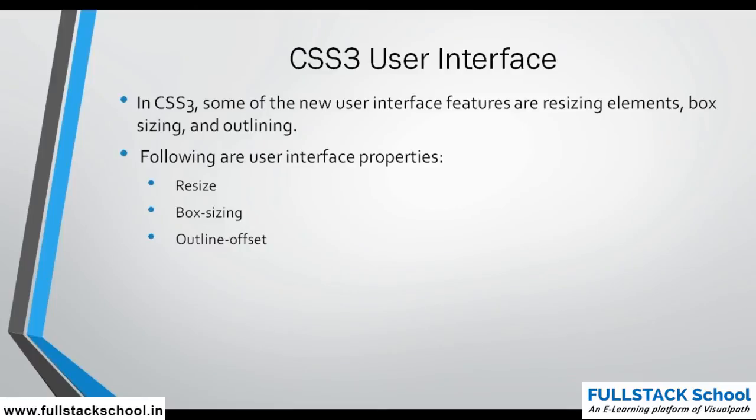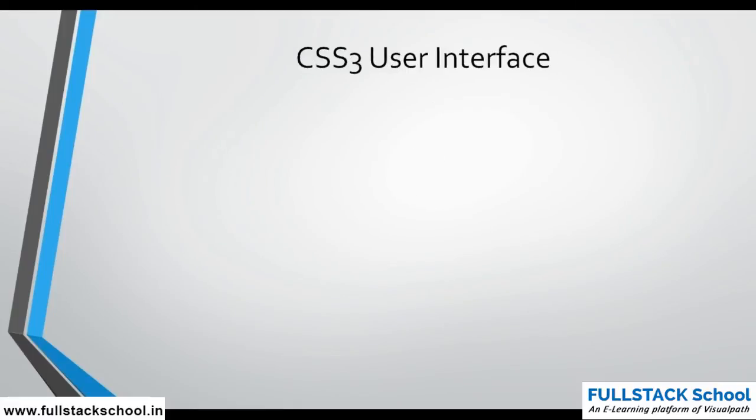The resizing property specifies whether or not an element should be resizable by the user. Box sizing property is used to change the height and width of an element. Outline offset offsets an outline and draws it beyond the border edge. So let us see in detail of each.